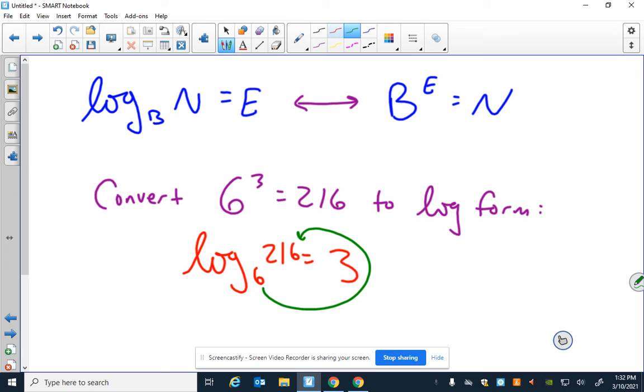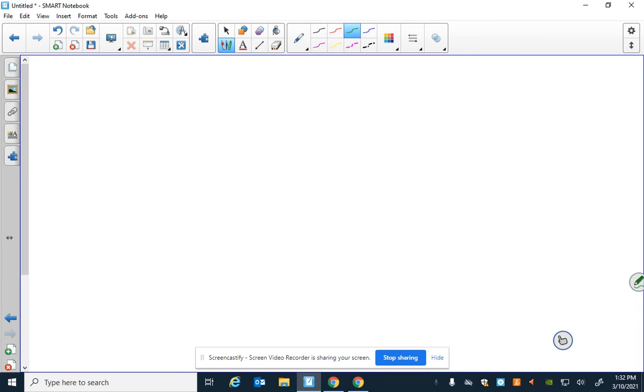And just in case you ever don't know, you can always check it in your calculator. If you type in 6 cubed in your calculator, it'll spit out 216. If you type in log base 6 of 216, it should say 3. You should have a relationship there between those two equations. Okay. I'm going to give you a caution. I'll do it in red.